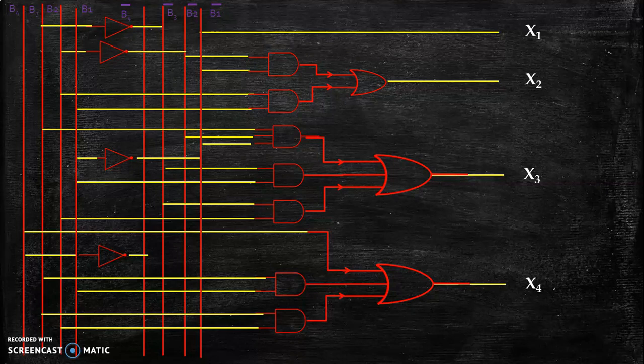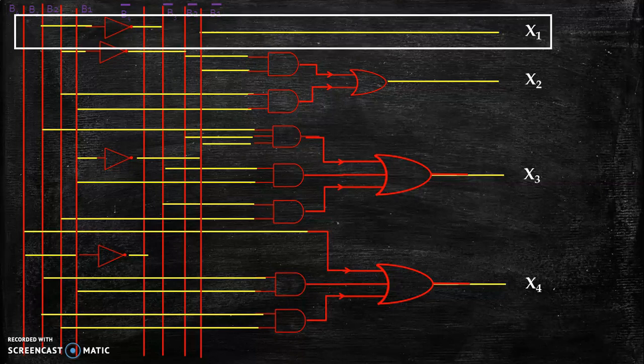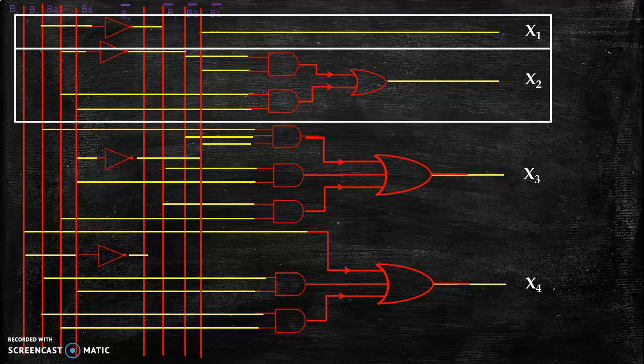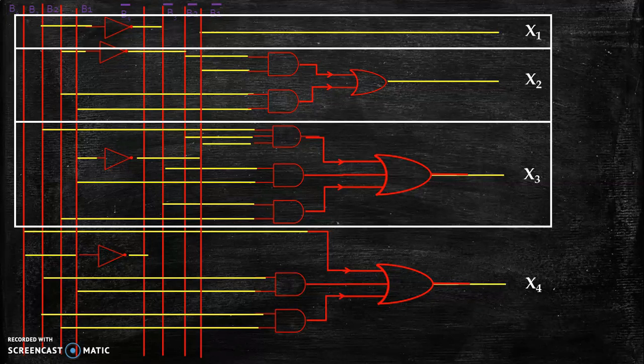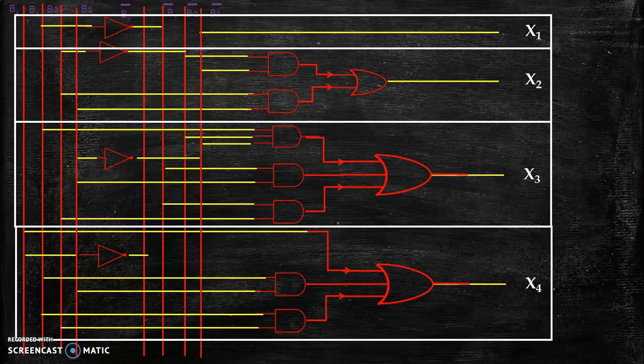So this way we have implemented a logic circuit for X1, X2, X3 and X4. We have 4 input variables, B4, B3, B2, B1, that is the BCD number, and we have 4 outputs, X1, X2, X3, X4, as per the XS3 code conversion. So this way we can implement the logic circuit for BCD to XS3 code conversion.